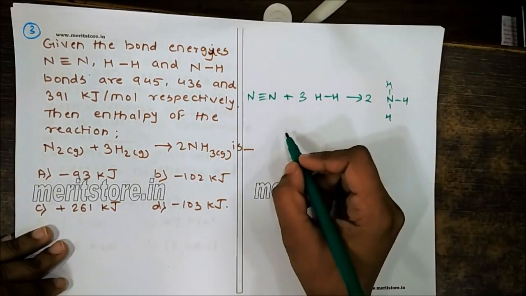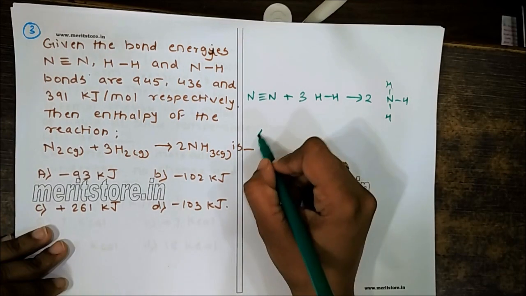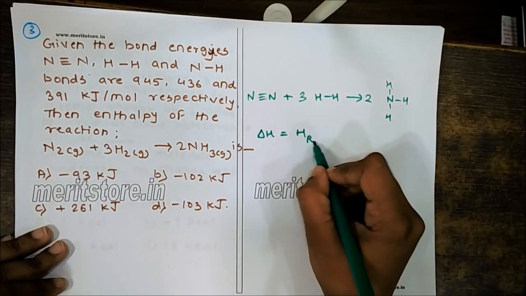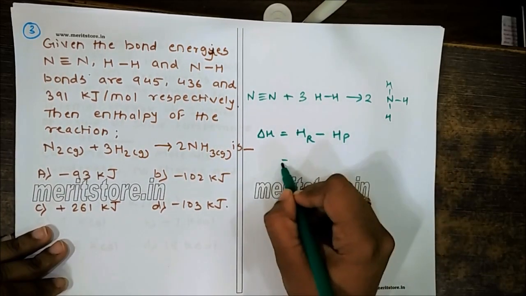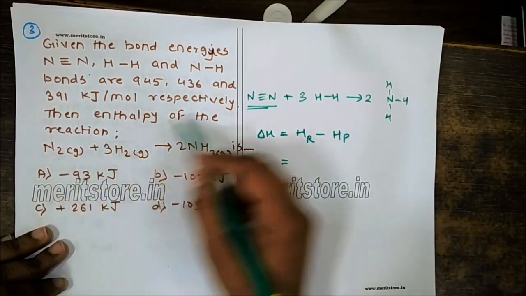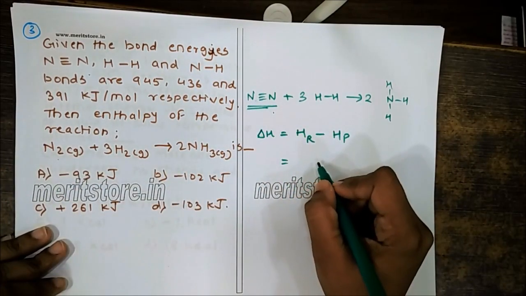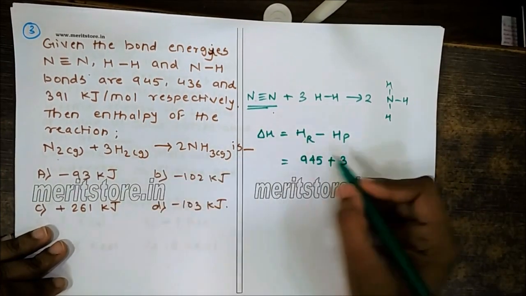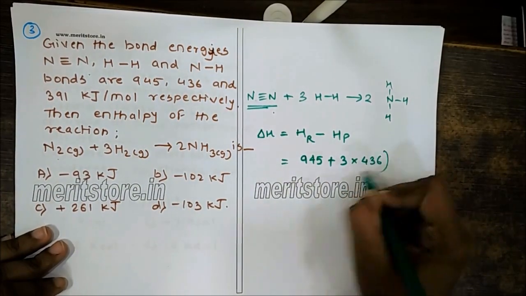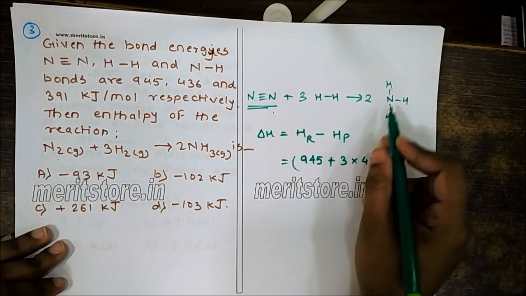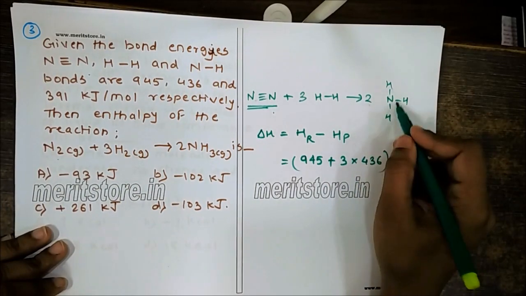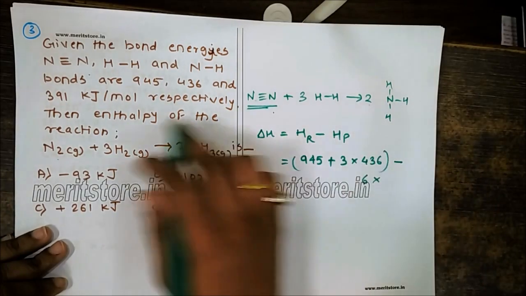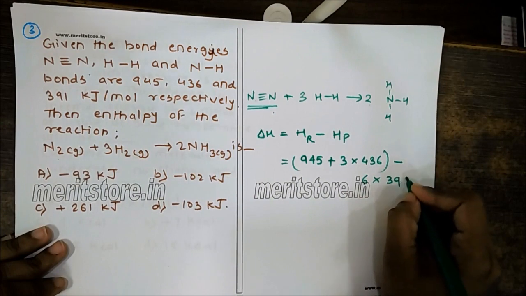So if I have to calculate the enthalpy of the reaction, delta H is equal to bond enthalpies of the reactant minus bond enthalpies of the product. Now in the reactant we have one N triple bond N bond, so this is 945, plus there are 3 H–H bonds here, so 3 into 436. This is of reactant, minus in the product side we have 6 N–H bonds, so 6 into 391.